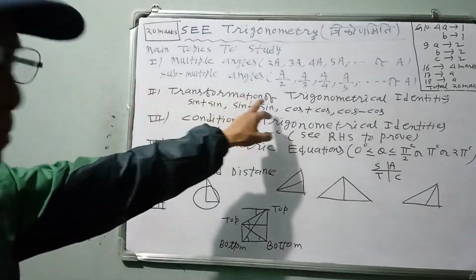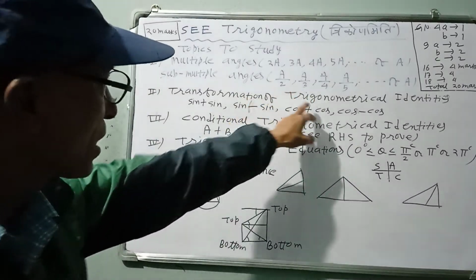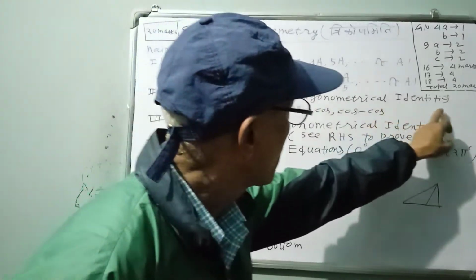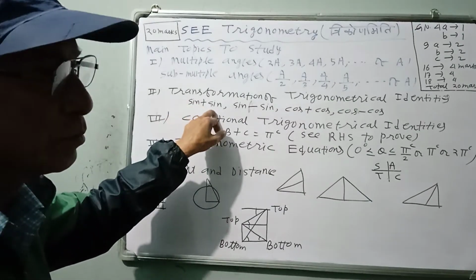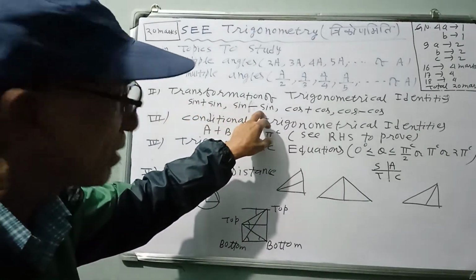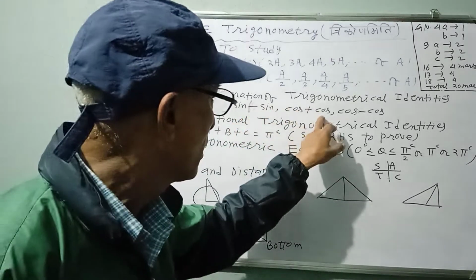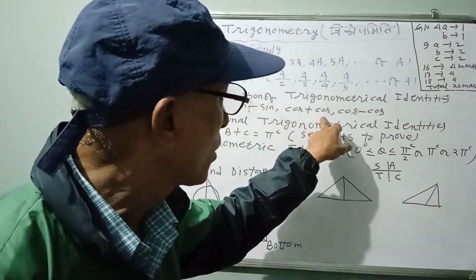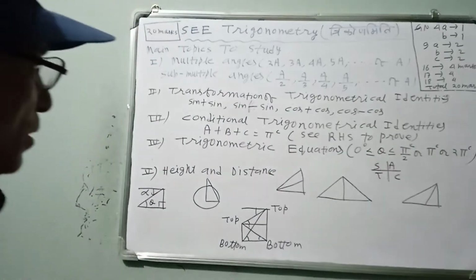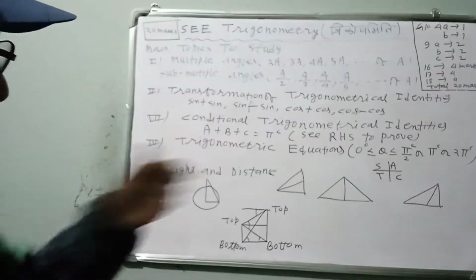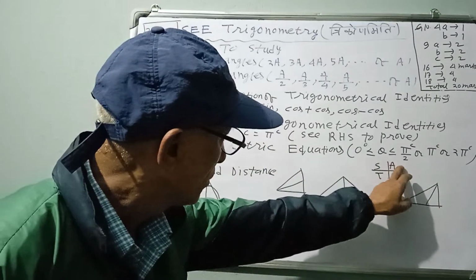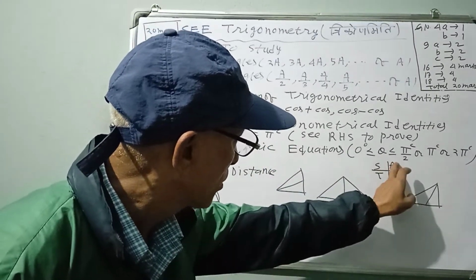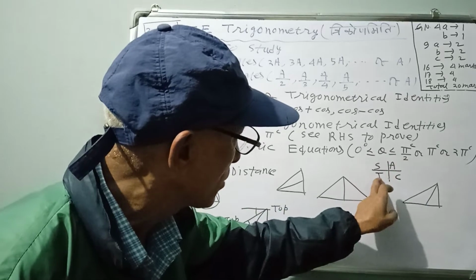Number 2, transformation, means a type of change of trigonometric identities. For example, sine plus sine, 2 sine cos. Sine minus sine, 2 cos sine. Cos plus cos, 2 cos cos. Cos minus cos, 2 sine sine. You have to read the technique. All ASTC, all positive, sine cosec, tan cot, cos sec.